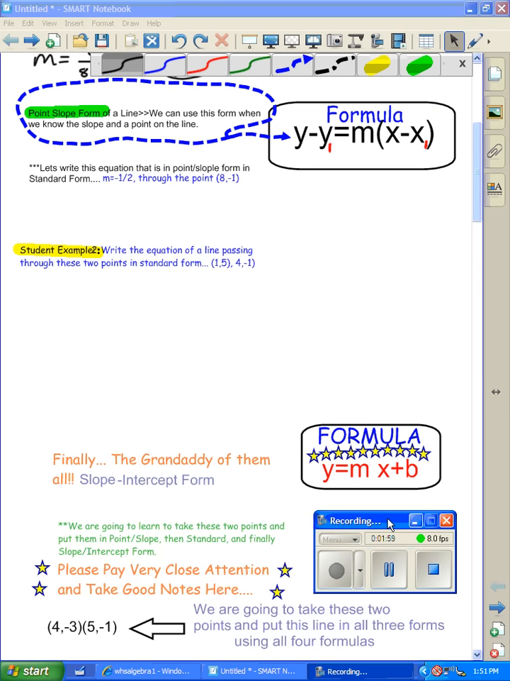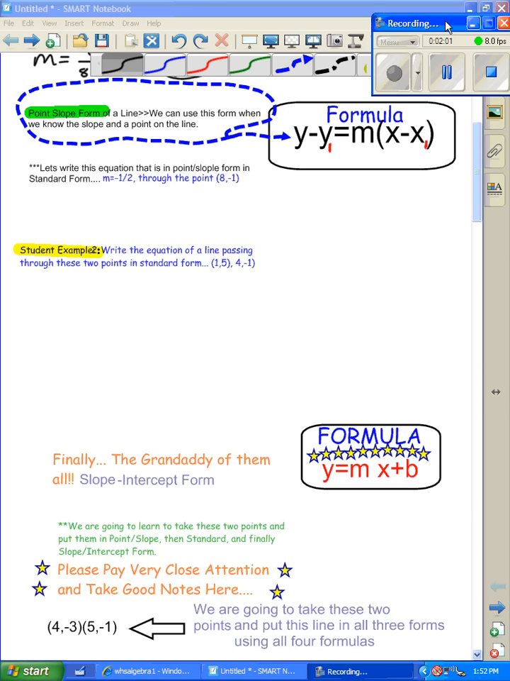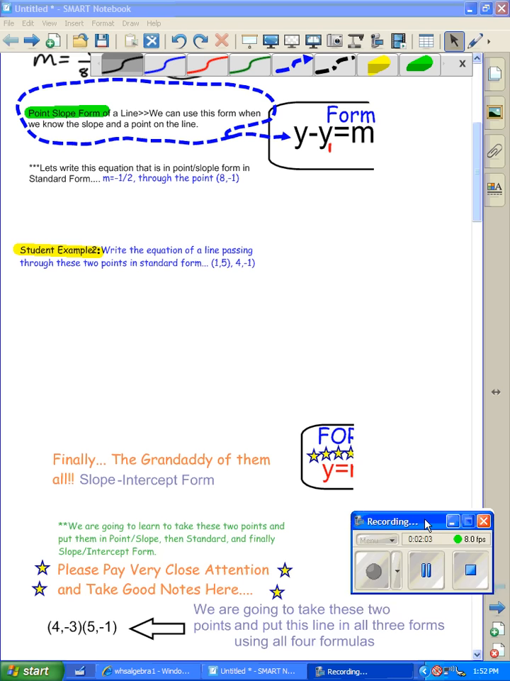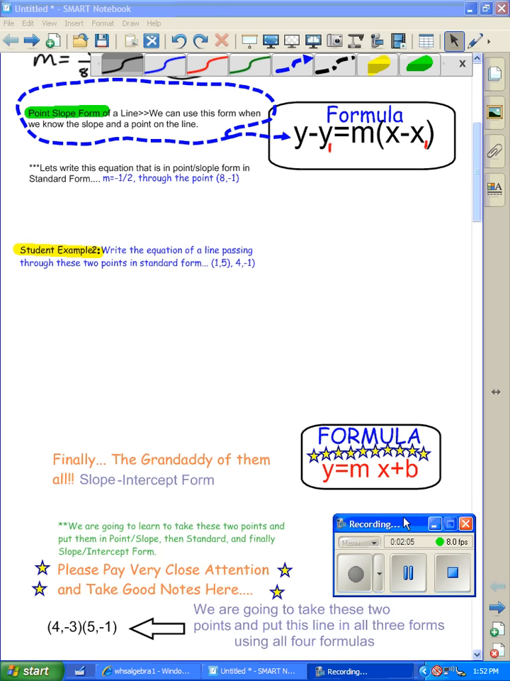Well, let's get to our first form of a line, and it is called point slope. The point slope form of a line, guys, is a form we can use when we know the slope and a point on the line. The formula for point slope: y minus y1 equals m times x minus x1.